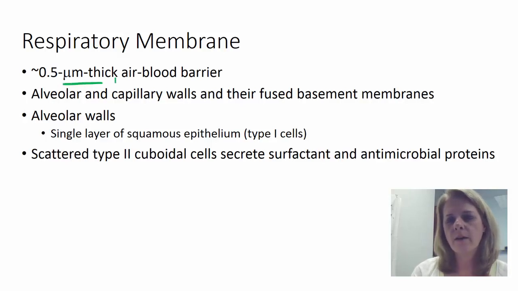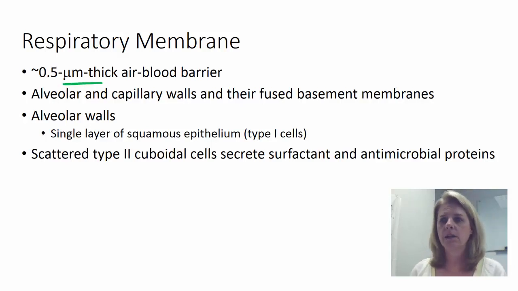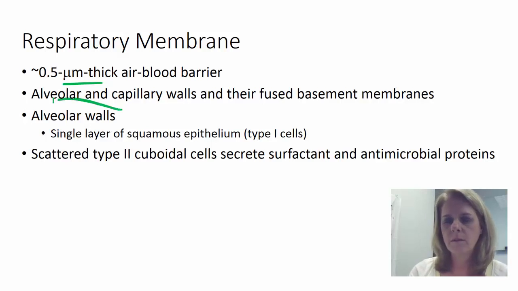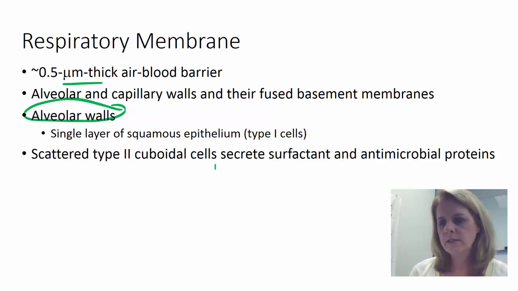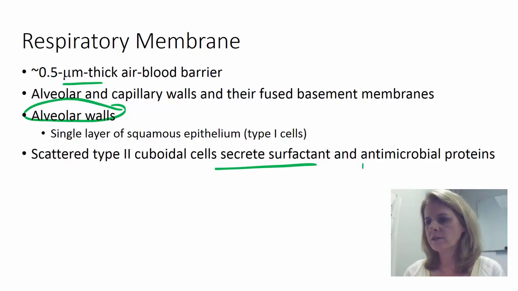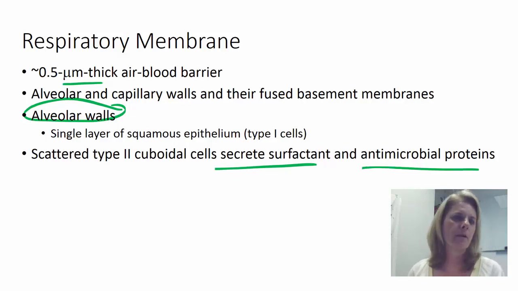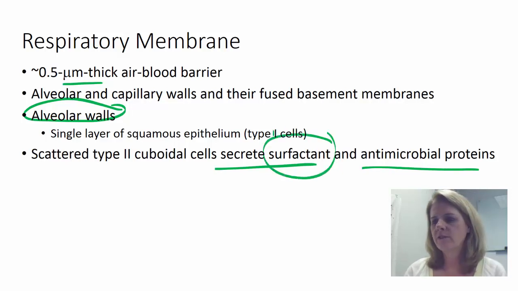The actual respiratory membrane is really thin. It's about a half a micron thick, which is really thin. And the alveoli are made up of a single layer of squamous epithelium that makes up the actual walls. And there's also some other cells that are scattered within the alveoli. You have some cells that secrete surfactant, and you also have some things that are antimicrobial to help with your immune system. So what is surfactant?